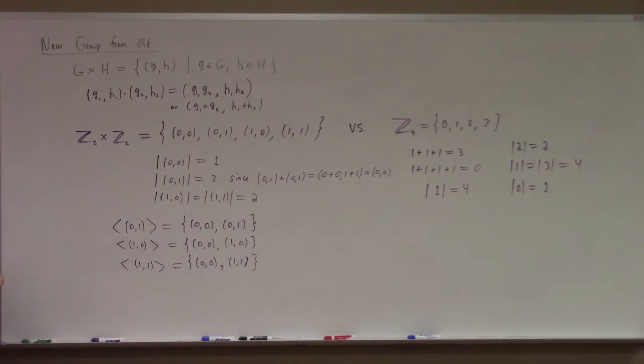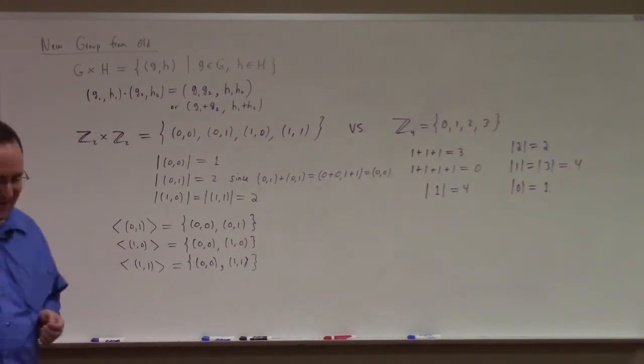These are a lot like, I want to say, U8. Yeah, didn't U8, wasn't U8 like this? Maybe we could prove Z2 cross Z2 is isomorphic to U8. Is that your homework problem? I don't think so. Okay.